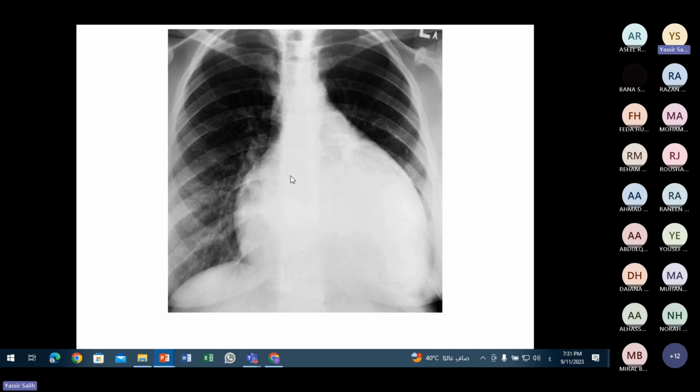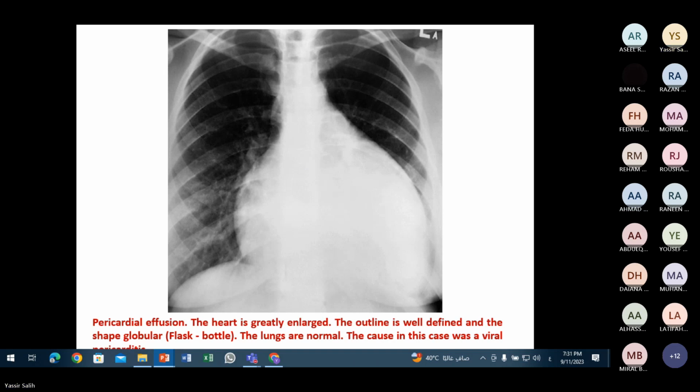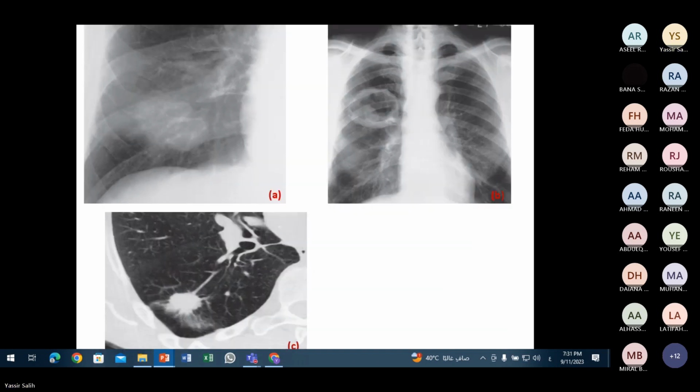So what is your diagnosis? Pericardial effusion. How do we describe this? First we start with view A. What do you see?